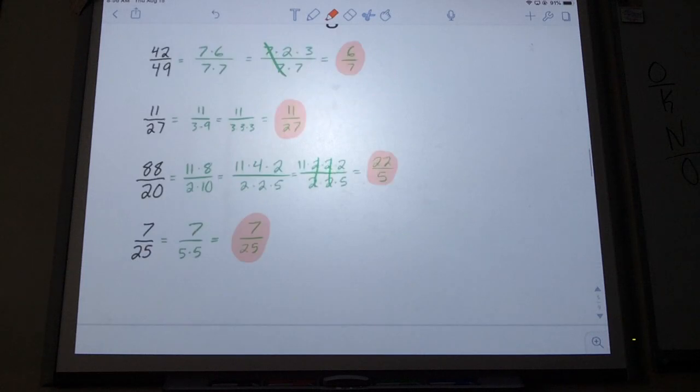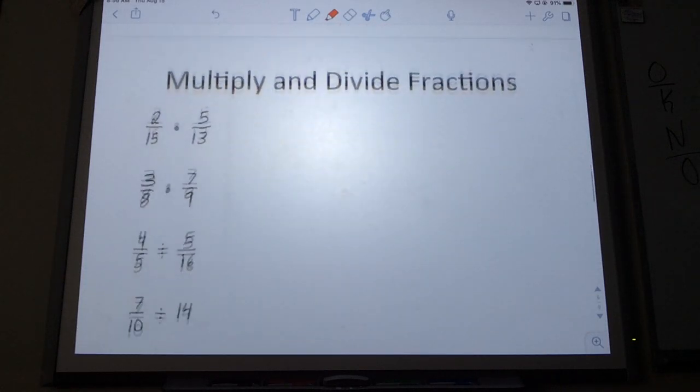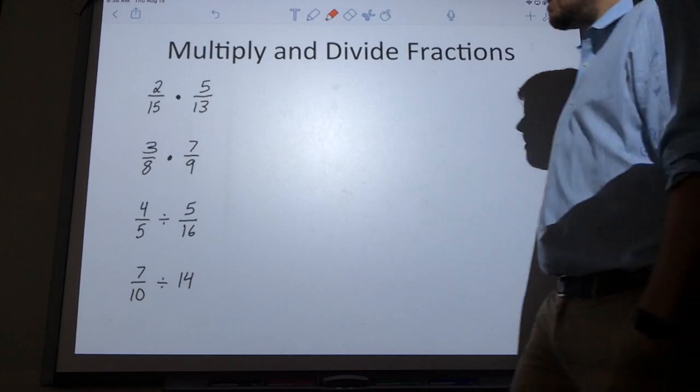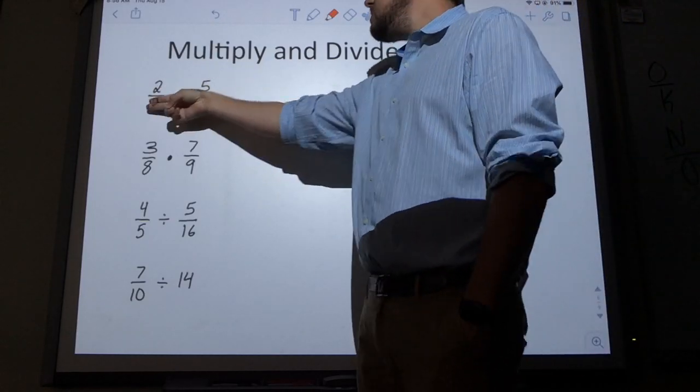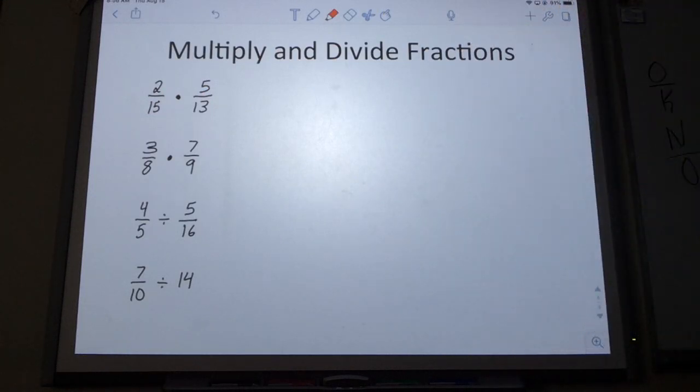Can we jump over that now? Anybody copying stuff down? Okay, multiplying. Multiplying is extremely easy. You just multiply top times top and then bottom times bottom. This times this, this times this. If you did that, you'd have to do 15 times 13. That's a big thing to deal with. So we know of a way to make that easier.